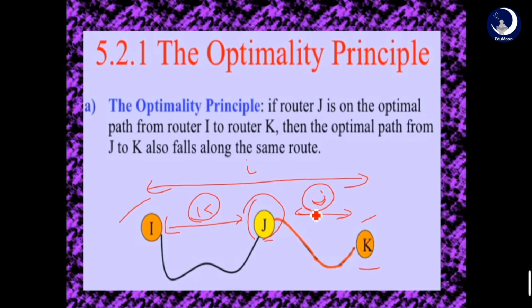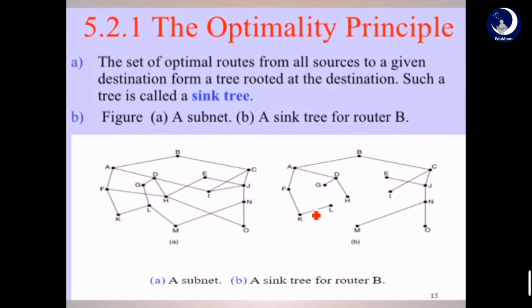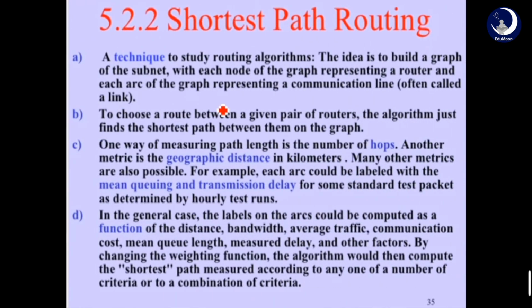If here a better route existed than J, then it can be exited from J to K and concatenated with K to improve the routing from I to K. The set of optimal routes from all sources to a given destination form a tree rooted at the destination. Such a tree is known as a sink tree. This is a sink tree. Now let's discuss the shortest path routing.